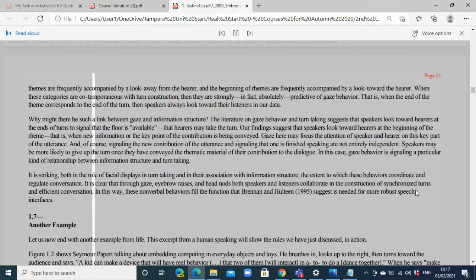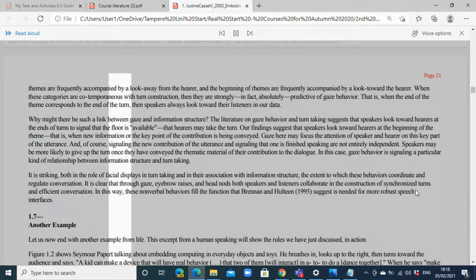Why might there be such a link between gaze and information structure? The literature on gaze behavior and turn-taking suggests that speakers look toward hearers at the ends of turns to signal that the floor is available, that hearers may take the turn. Our findings suggest that speakers look toward hearers at the beginning of the rheme, that is, when new information or the key point of the contribution is being conveyed. Gaze here may focus the attention of speaker and hearer on this key part of the utterance.